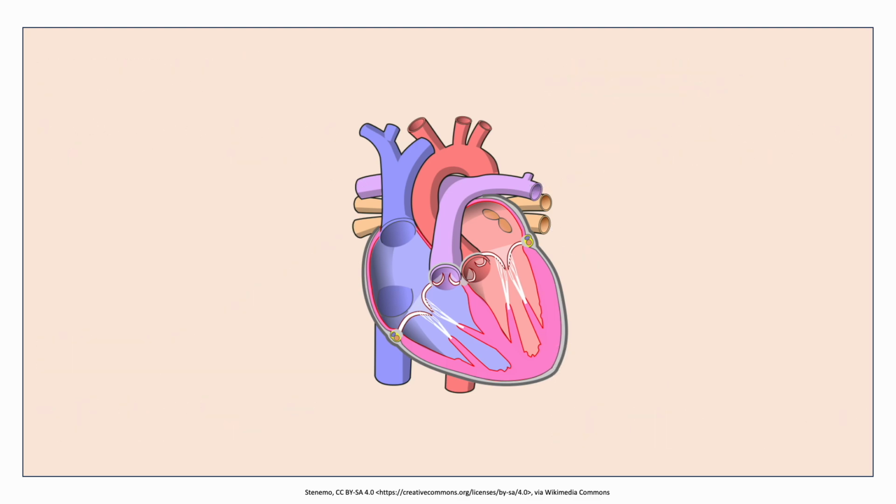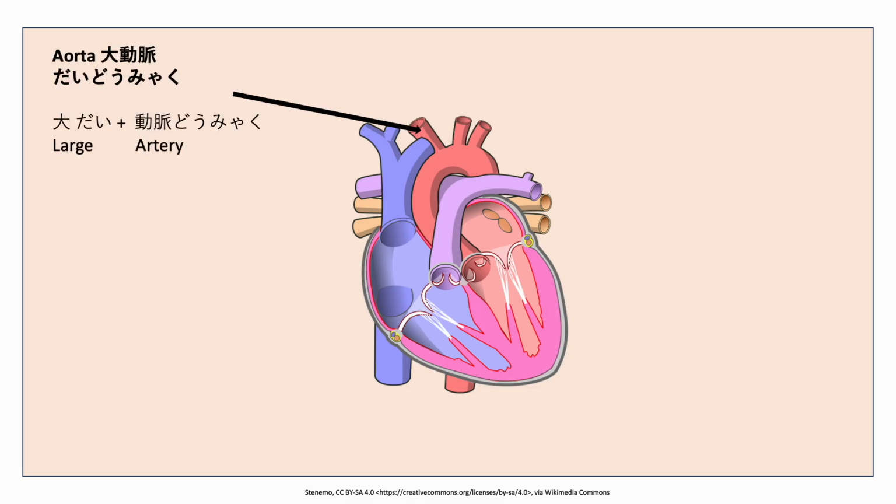So now we'll cover some of the main blood vessels responsible for blood leaving and returning to the heart. So the artery responsible for distributing oxygenated blood into systemic circulation after being ejected from the left ventricle is the aorta, which is daidomyaku. Breaking it down, we have the kanji dai for large, followed by the word domyaku for artery, together making large artery or daidomyaku, which is the aorta. So remembering that the aorta is the largest artery in the body will help you remember daidomyaku.